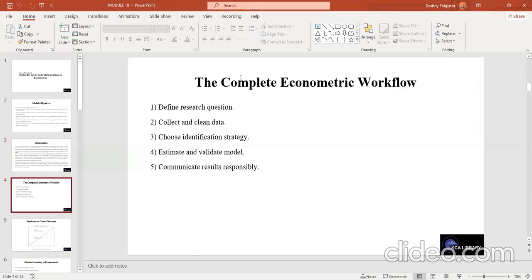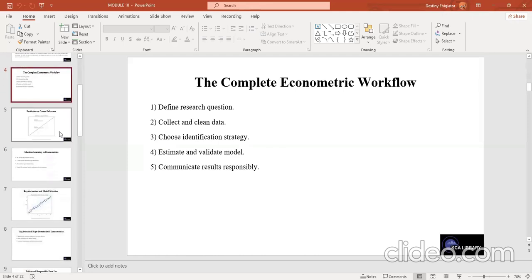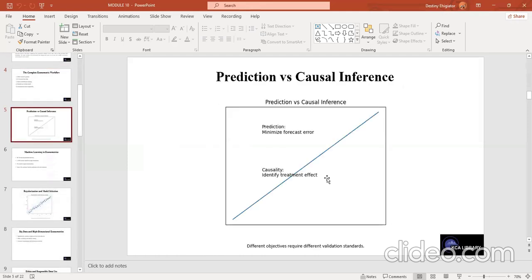What is the complete workflow? First, we define the research question, we collect and clean data, we choose our identification strategy, estimate and validate a model, and we communicate results responsibly. This is the model for predicting versus causal inference.